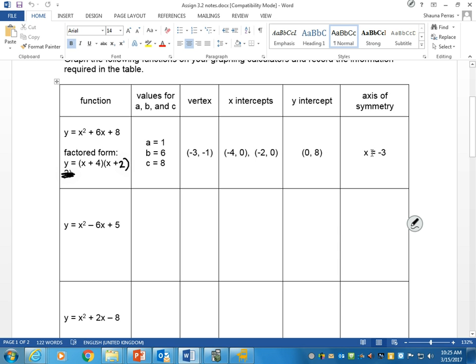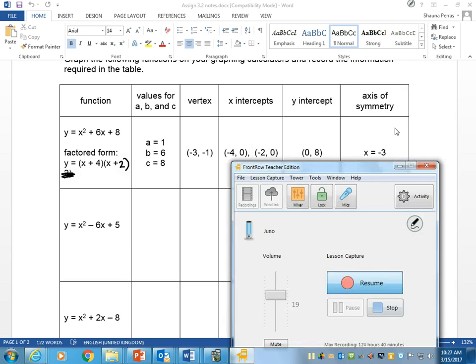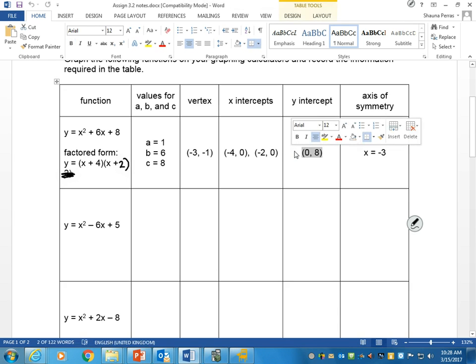Your axis of symmetry, we know from before, is x is equal to negative 3, or x is equal to that x value of your vertex. So some things that you might notice, or some things that Jaden just noticed, is the y-intercept reflects something that's in the standard form. What does it reflect?